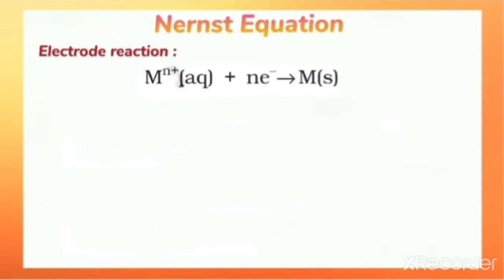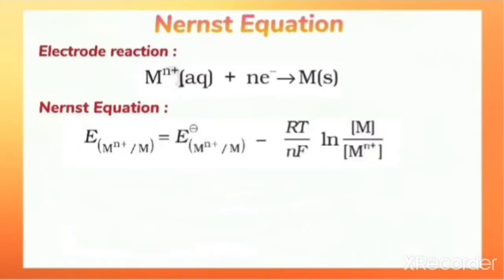So the electrode potential at any concentration, measured with respect to the hydrogen electrode, can be represented by the Nernst equation: E equals E naught minus RT by nF ln of the concentration of M with respect to the concentration of M^n+. Here, whatever is written in brackets represents the concentration. So this is the Nernst equation for this electrode reaction.